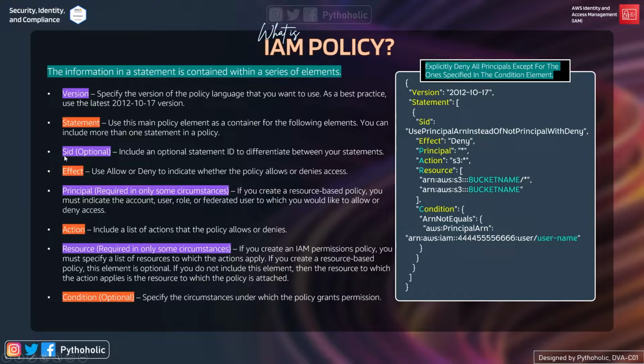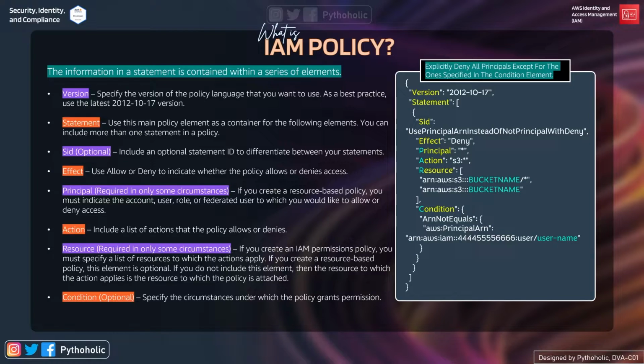Next one is SID, which is an optional element. SID is also called a statement ID. Here we can include an optional statement ID to differentiate between your statements. It is optional, but if you have multiple statements in your policy, you can add a statement ID or SID to differentiate the statements.